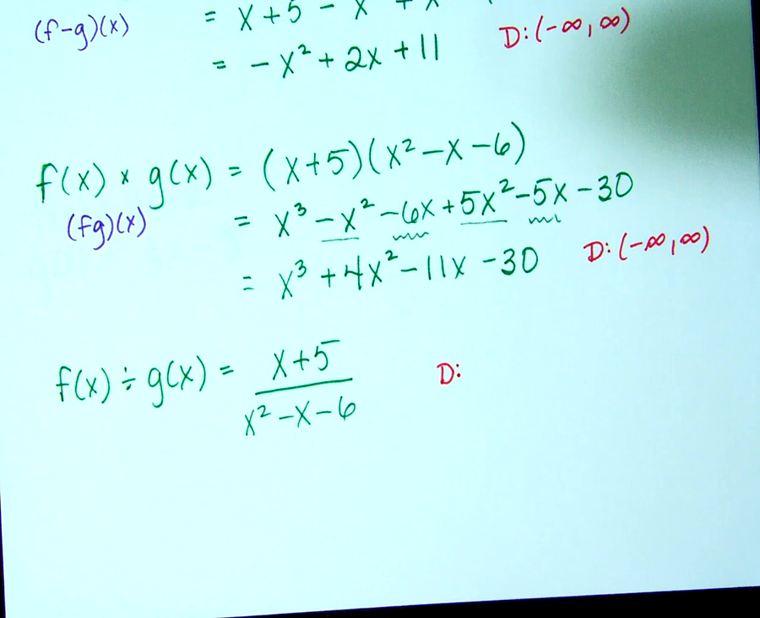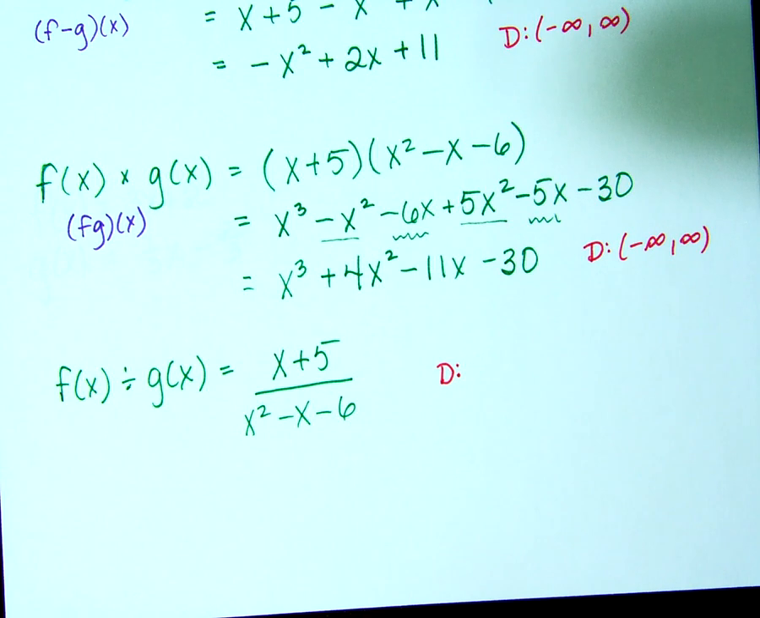I have to decide what my domain is, right? It's a fraction. What is the denominator of a fraction not allowed to equal? What's the denominator of a fraction not allowed to equal? 0, right? It's not allowed to equal 0.